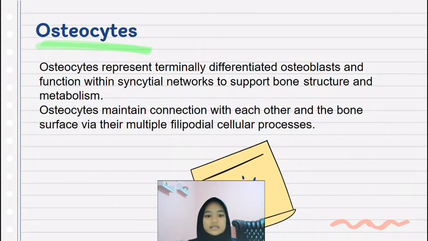Osteocytes are active during osteolysis and may function as phagocytic cells because they contain lysosomes. Osteocytes maintain connection with each other and bone surface via their multiple filopodial cellular processes. Connexins are integral cellular proteins that maintain gap junctions between cells to allow direct communication through intercellular channels.